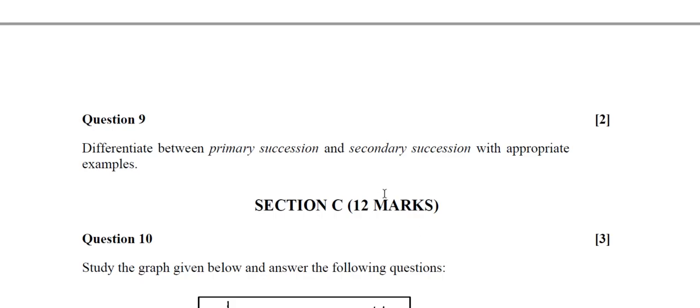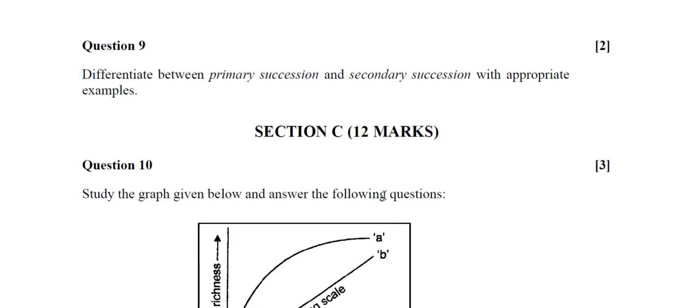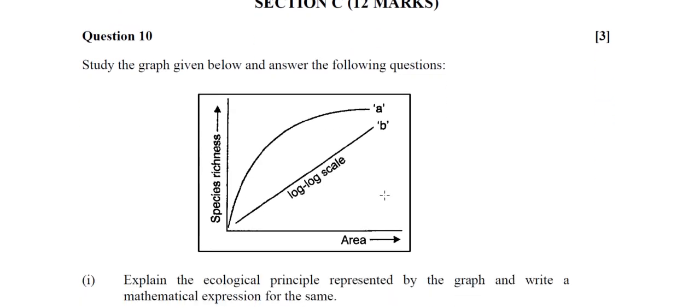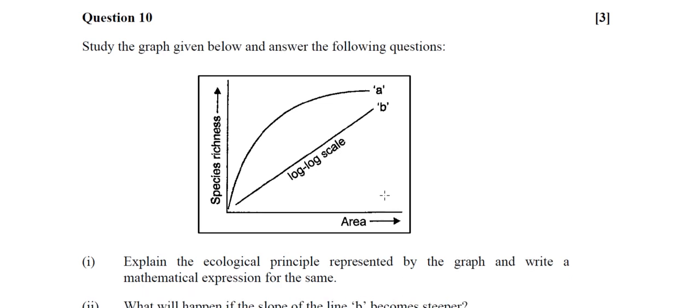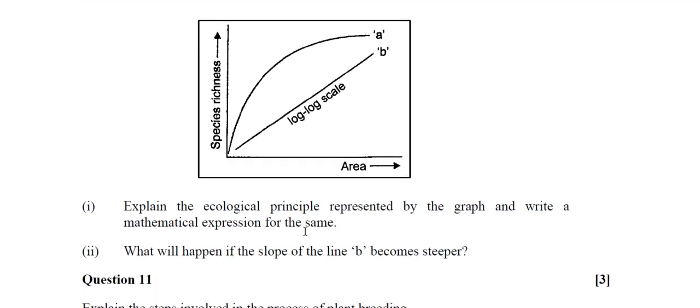So section B is also over. Now come to section C. Question number 10. Study the graph given below and answer the following questions. Here they have given one relation. In the y-axis they have given species richness, and in the x-axis they have given the area. Now explain the ecological principle represented by the graph and write a mathematical expression for the same. And what will happen if the slope of the line B becomes steeper?